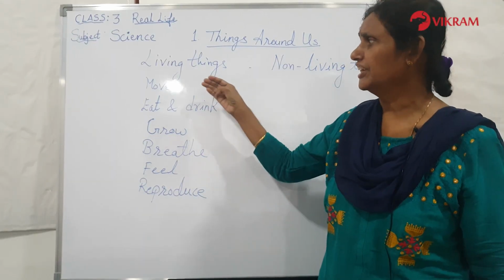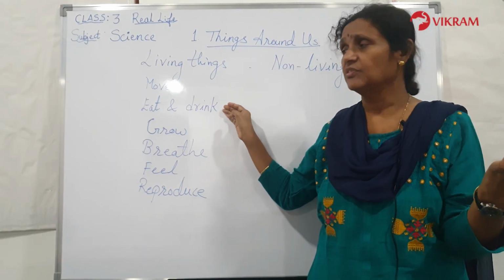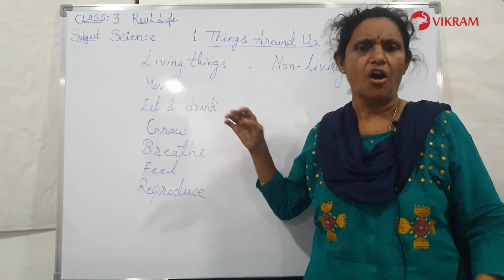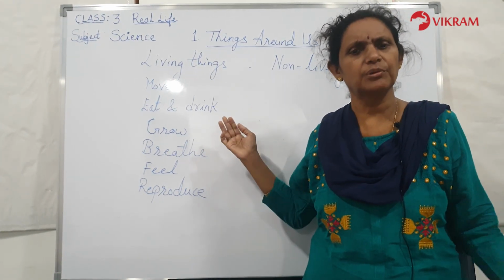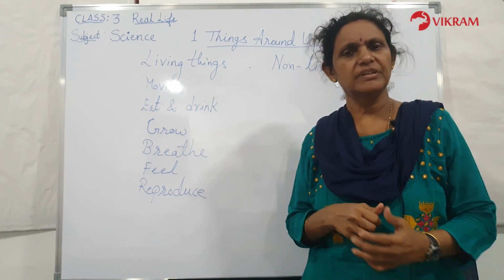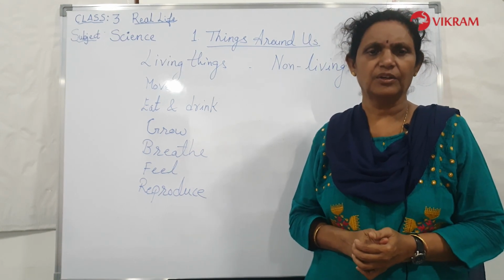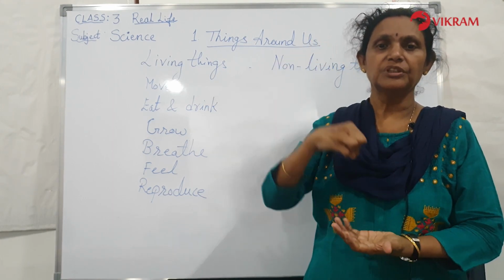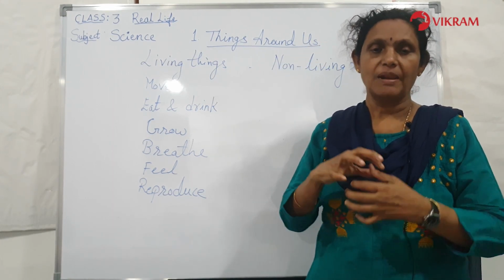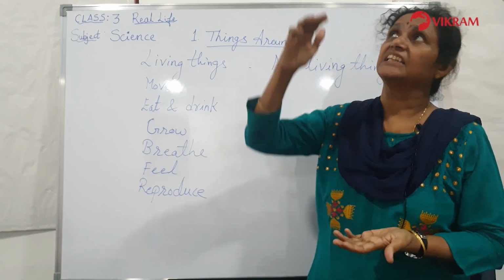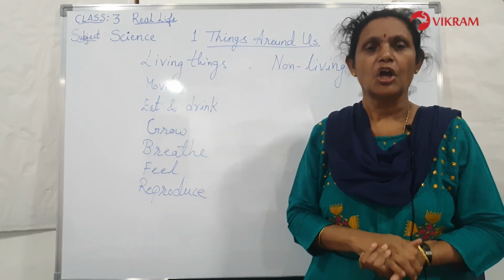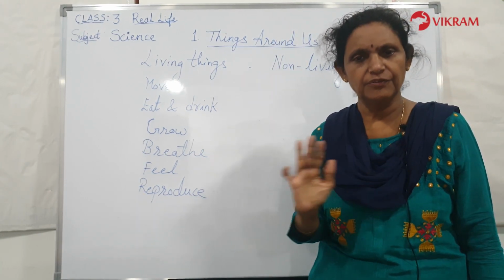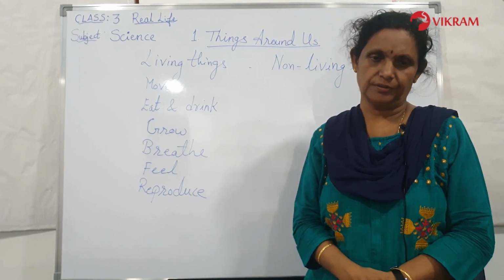Living things need food. So, living things eat and drink. All living things need food and water to live. Animals and human beings eat food and drink water, but plants absorb water and minerals through the roots from the soil. Plants produce their own food in the presence of sunlight. Non-living things do not eat food and do not drink water.